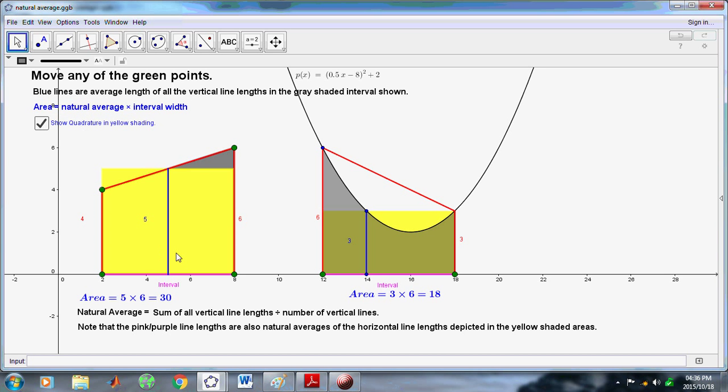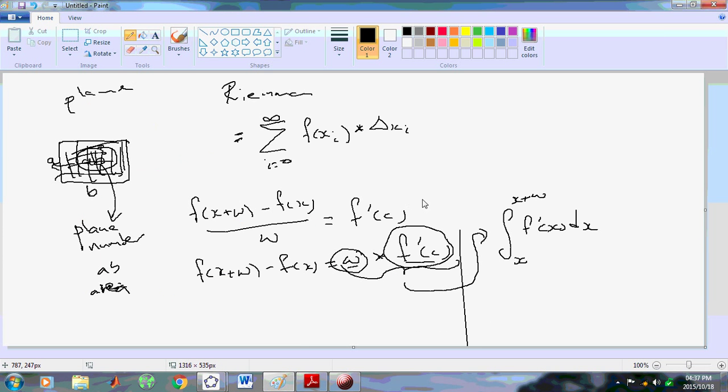And so area is a natural average. It's the natural average of the vertical lines, or the y values, or the ordinates, multiplied by the interval width. And this is how an integral is defined. This here is actually the mean value, and what this tells us is that if you have a curve like this, f dash of c is the arithmetic mean of all vertical lines. That's what that's telling you. F dash of c is the arithmetic mean of all vertical lines.